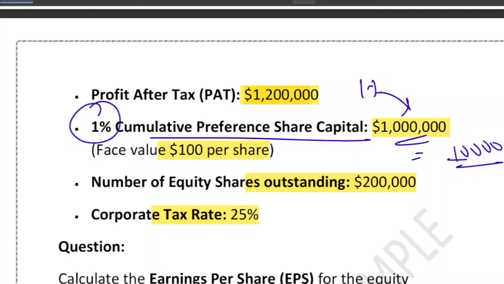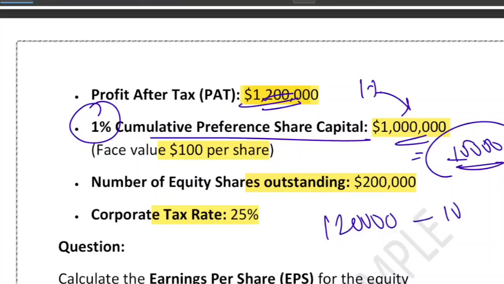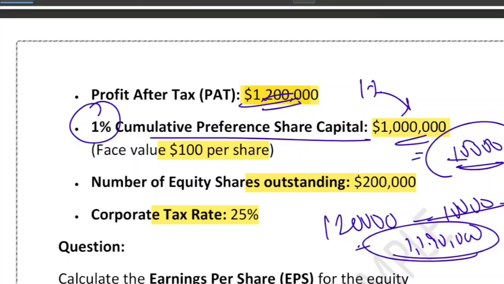And now how much earning is available to equity shareholders? Very simple. Out of this 12 lakh, subtract this 1% cumulative preference share capital, right? 1% of 10 lakh is 10,000. So 12 lakh minus 10,000, because this 10,000 goes to the preferential shareholder. That will give you 11,90,000. Now this much is available for equity earning. You need to divide it by the number of equity shares outstanding, that is 2 lakh equity shares.